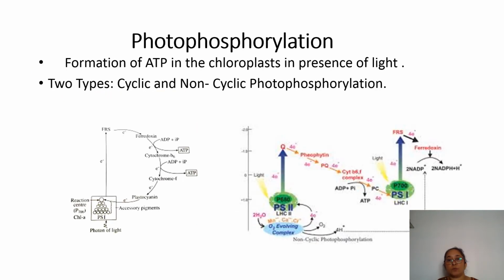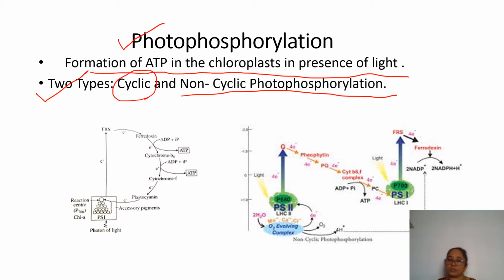Okay, now one more term is there, photophosphorylation. Now what is this photophosphorylation? Photophosphorylation is nothing but the formation of ATP in the chloroplast in the presence of light. There are two types of photophosphorylation. What are those? Cyclic photophosphorylation and non-cyclic photophosphorylation.